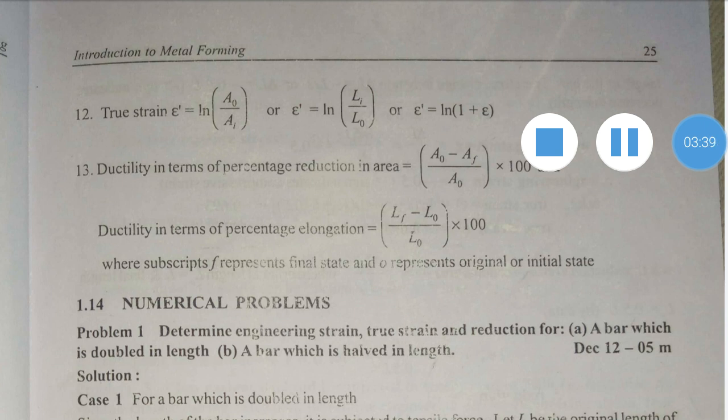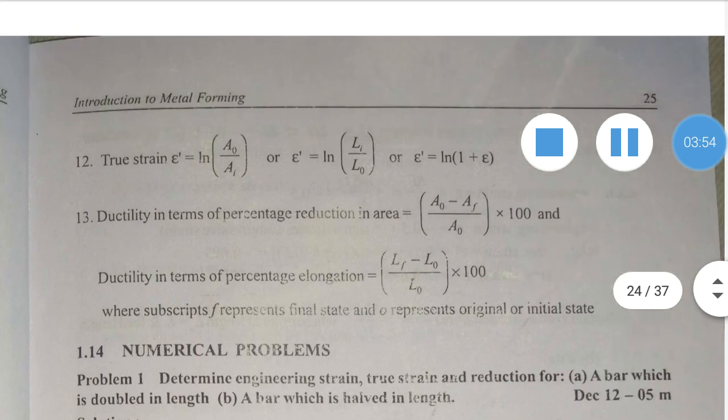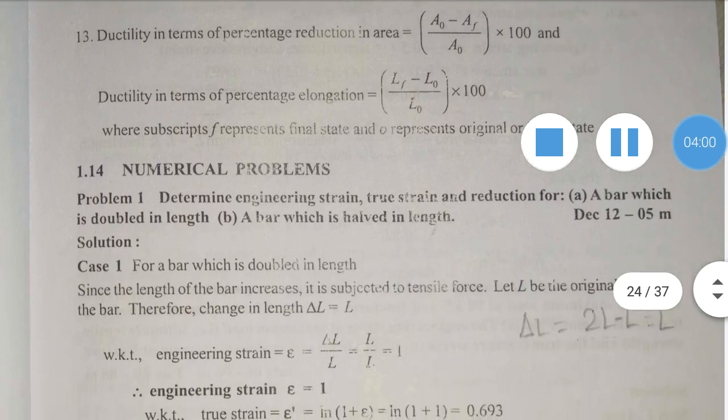It will undergo some cracks or cold shuts if the ductility is less. If the ductility is more also, it is a waste, because the strength of the material gets reduced. That is the main thing. You need to practice these 13 formulas properly. And the first problem.